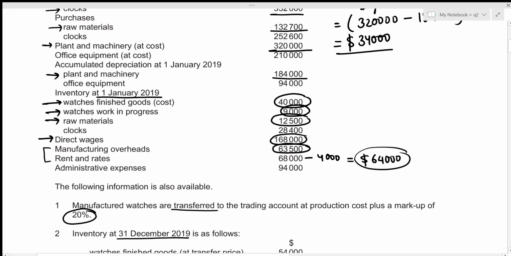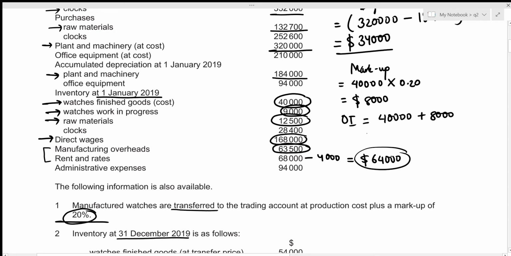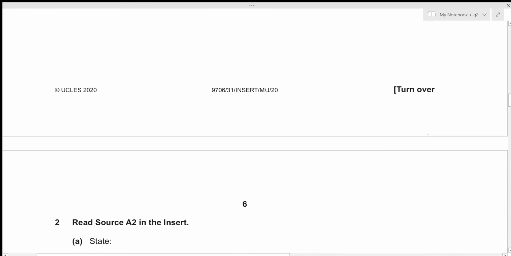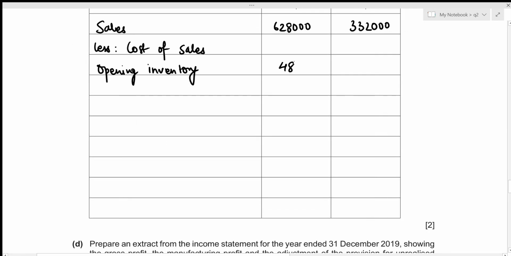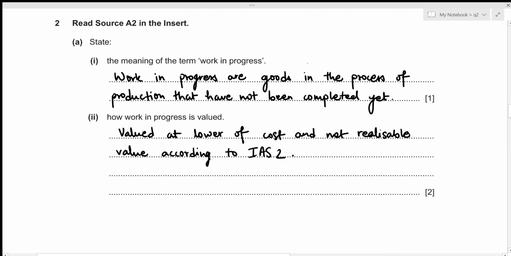So we know that the markup rate is 20%. Let's figure out the markup for our opening inventory. That's going to be 40,000 times 20%, which is 0.20. So that results in the value of 8,000. So now we can figure out our opening inventory to be cost of 40,000 plus the markup 8,000, which results in the value of 48,000. Let's record this in our statement. And this is the value of the opening inventory for watches. That is 48,000.